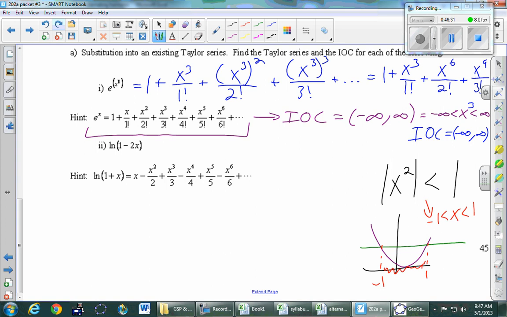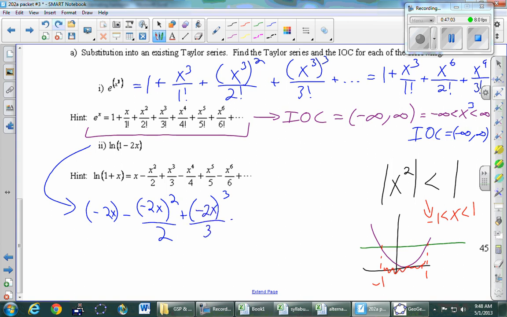We don't have x in the problem we want. What do we have? We have negative 2x, right? Negative 2x. So that's all we do. Replace all of those x's with negative 2x. So the first one becomes negative 2x minus, what gets squared? Negative 2x gets squared plus what gets cubed? Negative 2x. And that's it.